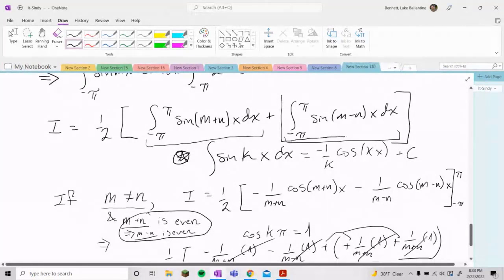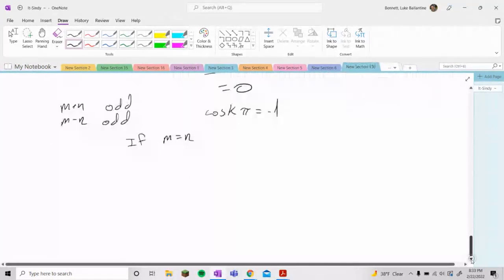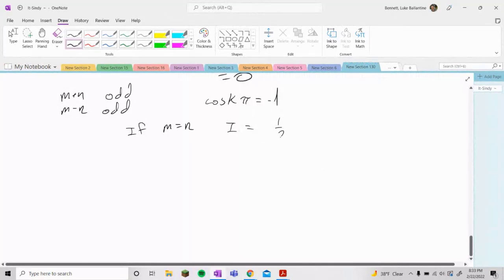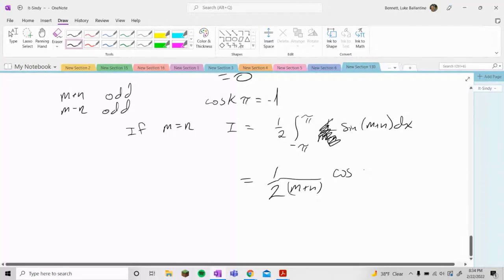this integral would be sine of 0, and sine of 0 is 0. So if m equals n, we only have the integral on the left. So then we would have I equals the integral 1/2 from negative pi to pi of sine (m plus n)x dx. So this is 1/2 times 1 over (m plus n) cosine (m plus n)x, oh, I forgot the x, evaluated from negative pi to pi.